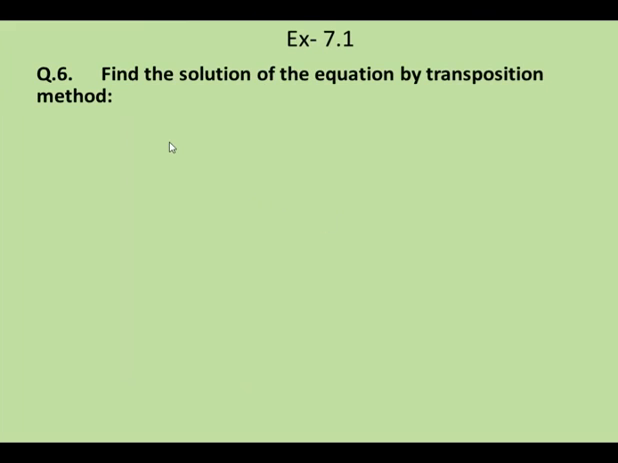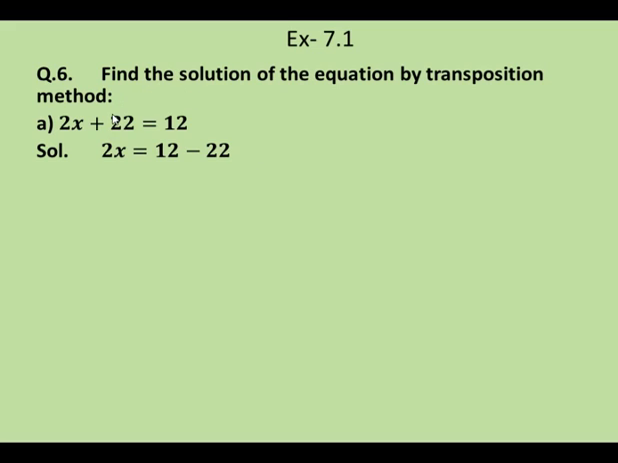Now we are having question number 6. Find the solution of the equation by transposition method. So how we find the solution using transposition method? So here we have been given 2x plus 22 equal to 12. So what we need to do? We transpose the values, constant values on one side and variable values on the other side. So 2x equal to 12 minus 22.